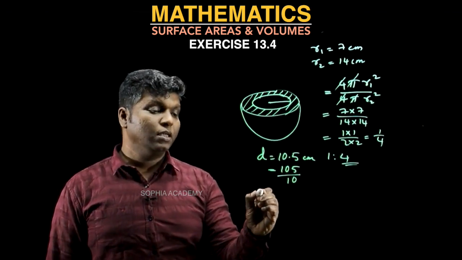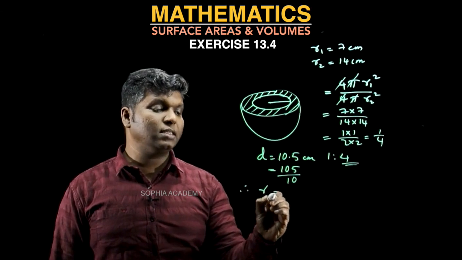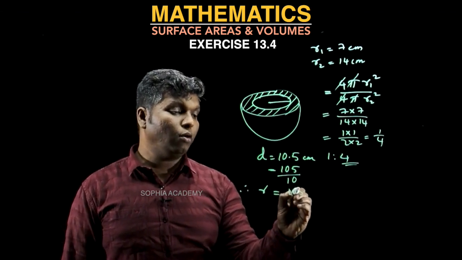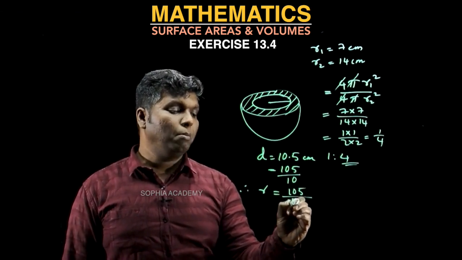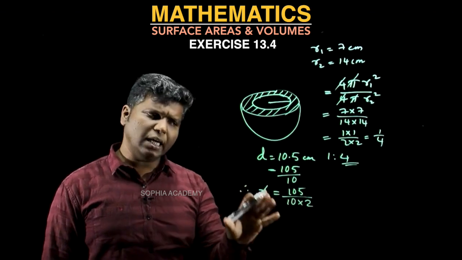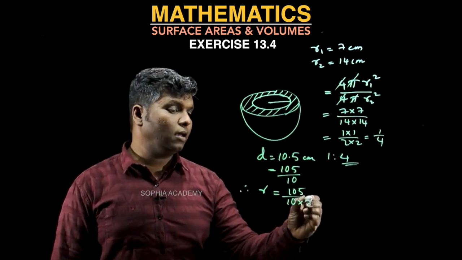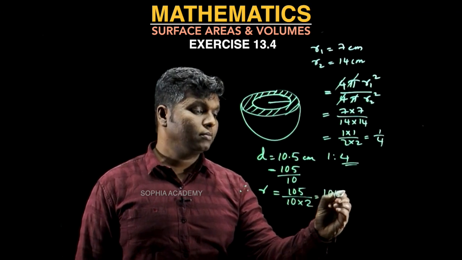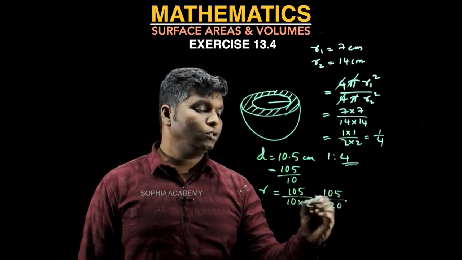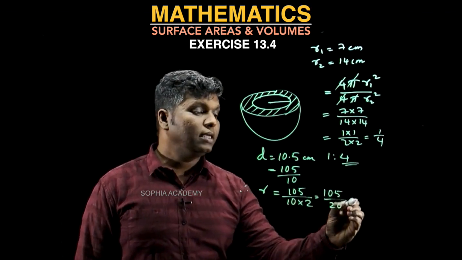Now this is the diameter. So what will be the radius? Therefore, radius is equal to half of this one: 105 divided by 10 multiplied by 2. Half of that one. Keep it there. So don't deal with that. Or we can write like this: 105 divided by 20. That's it. This much centimeter.